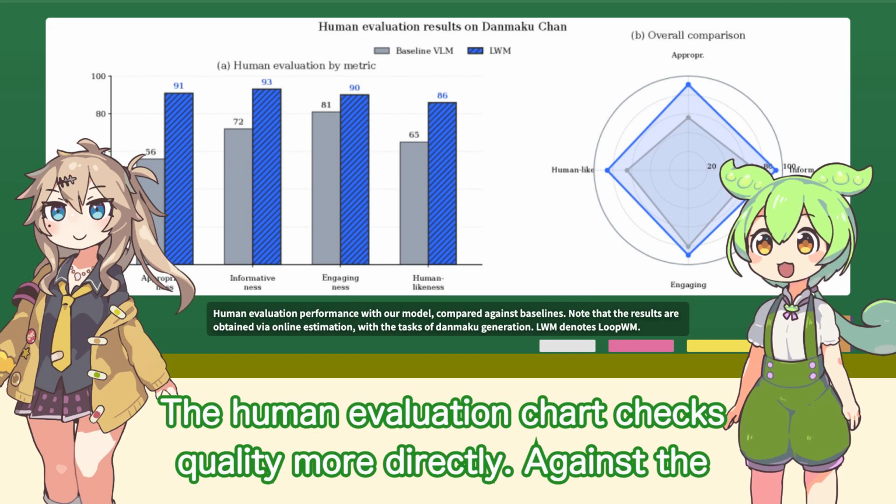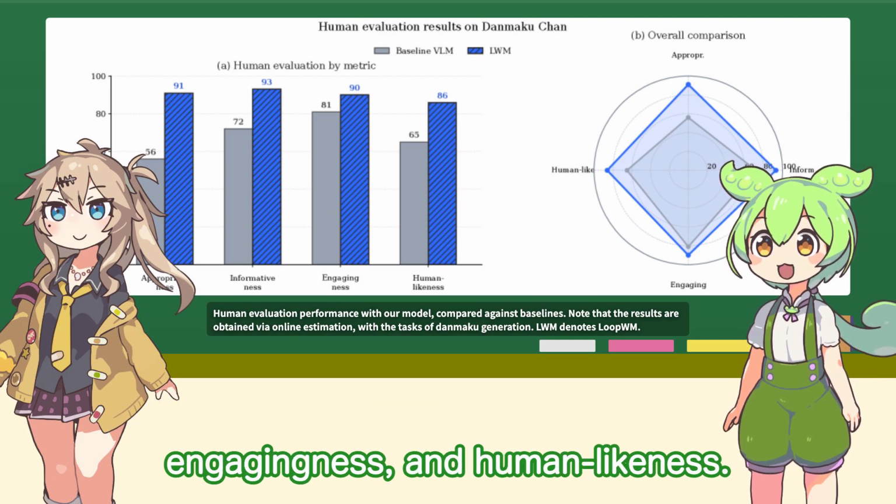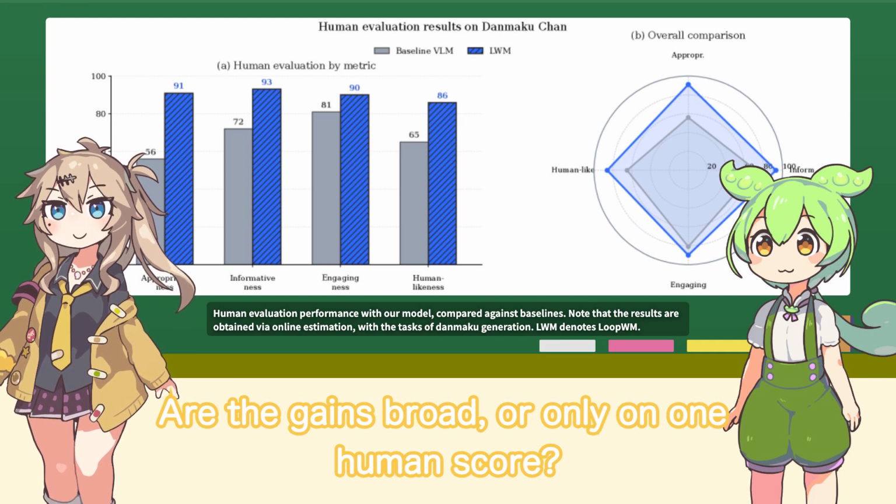The human evaluation chart checks quality more directly. Against the baseline VLM, LWM scores higher on appropriateness, informativeness, engagingness, and human likeness. Are the gains broad or only on one human score?